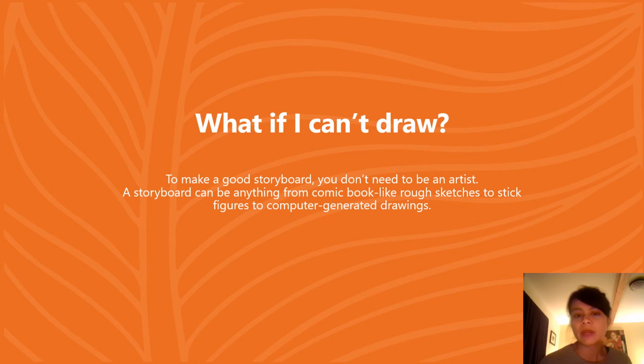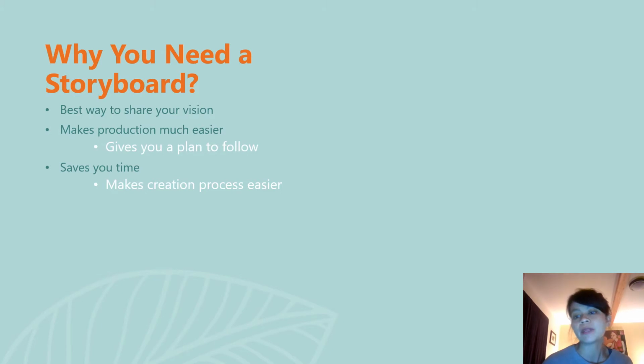So you're wondering, what if you can't draw? So to make a good storyboard, you don't really have to be an artist. A storyboard can be anything from a comic book like rough sketches. It could be just stick figures to really nice computer generated drawings. For our assignment, we are going to be just doing some stick figures or very rough drawings. If you're drawing a bear, you can just draw 2 circles and say that's a bear. Basically, you're just trying to tell a story about what is going to happen. You're trying to plan what's going to happen in your animation.